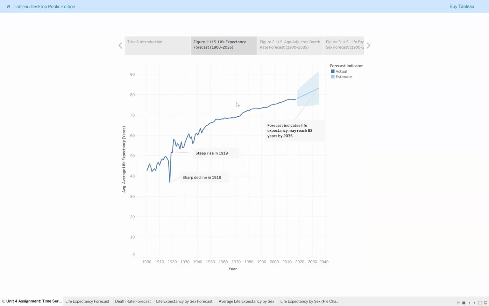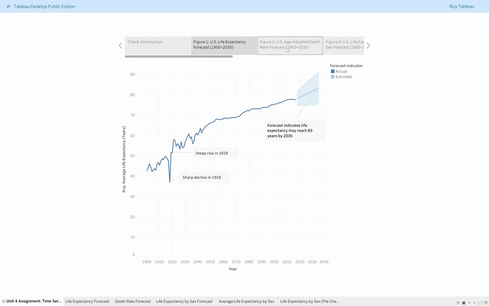This first time series graph shows the overall trend in life expectancy from 1900 through 2035, while Tableau's forecast is displayed on the right. We can see a steady upward trend from 43 years in 1900 to nearly 78 years in 2025. Tableau's exponential smoothing model projects that life expectancy will reach around 83 years by 2035, and the shaded funnel here in blue indicates the confidence interval, which visualizes the range of possible future outcomes.